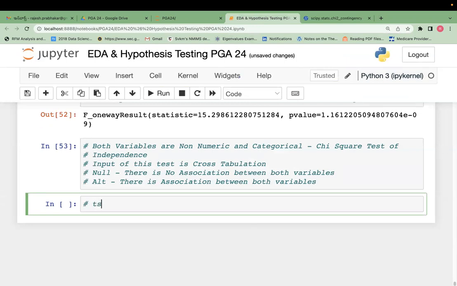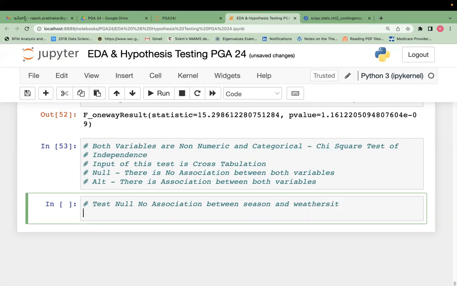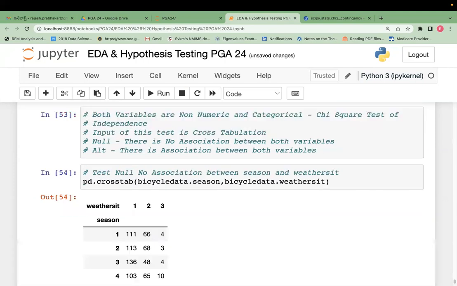So, test null: no association between season and weather situation. pd.crosstab, bicycle_data.season comma bicycle_data.weather_situation. This is a cross tabulation.